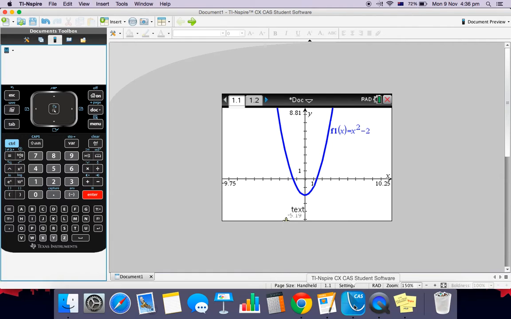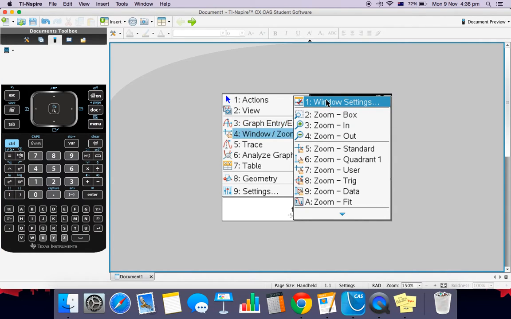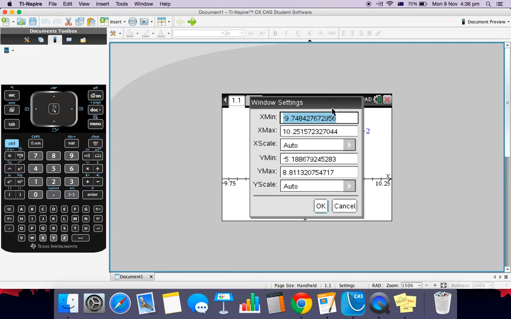The window settings basically mean the way that you would see your entire graph. So if we went menu, 4 or window zoom, and 1 or window settings, we can see that all these numbers are pretty intense and uneven and kind of ugly to look at. But if we know that our graph is fitting on the page pretty well, we can just adjust them so they're neater. If not, you can move your graph around using your cursor and then adjust the window settings.